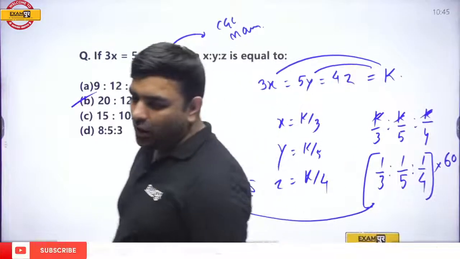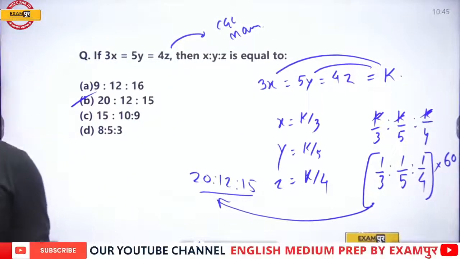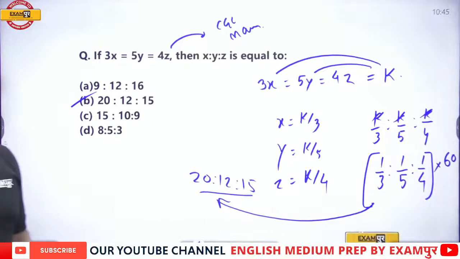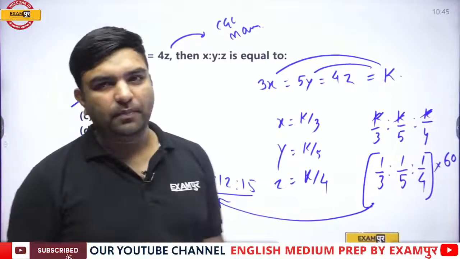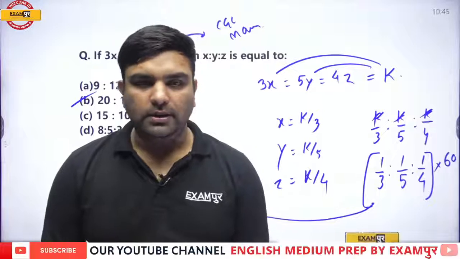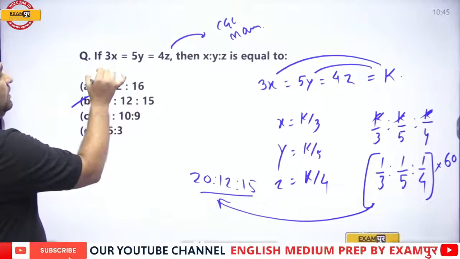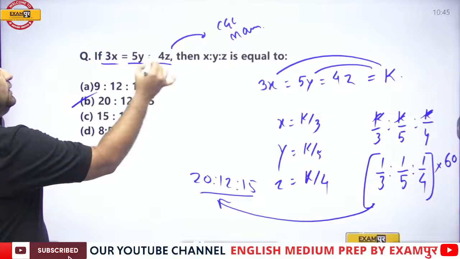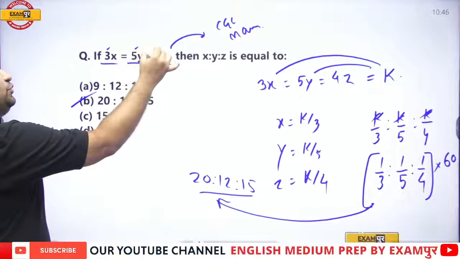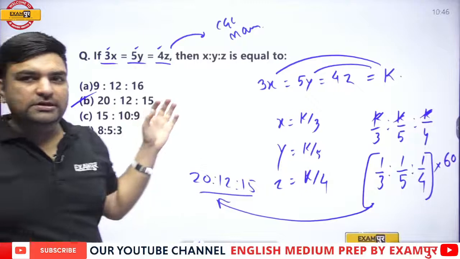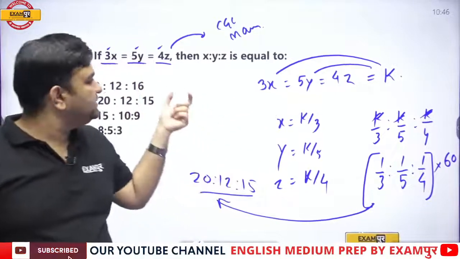But in the competition world, we will make it much shorter. Directly divide by the LCM of numerators.